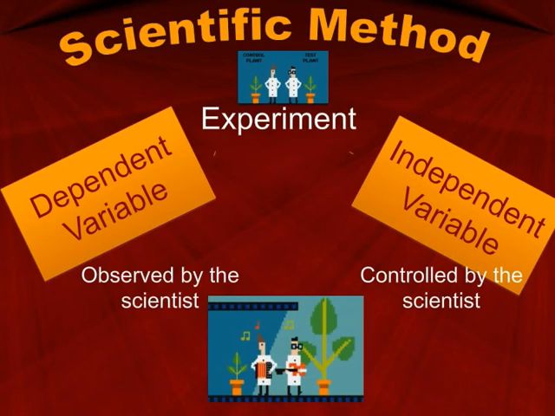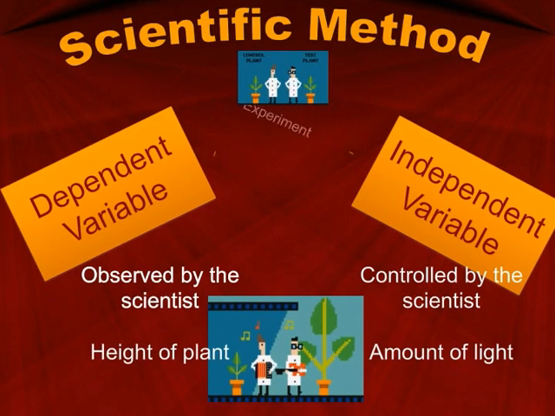For example, if the experiment is to test the hypothesis that plants grow taller when exposed to light, the amount of light given to the plants would be the independent variable. The scientist can control how much or how little light each plant will receive. The height of the plant is the dependent variable. The hypothesis assumes that the height of the plant will depend on the amount of light that it receives.